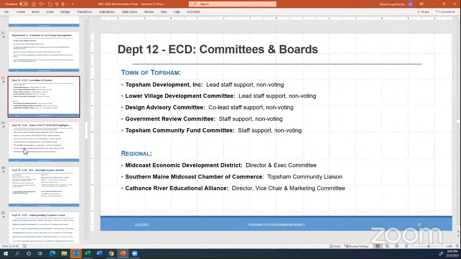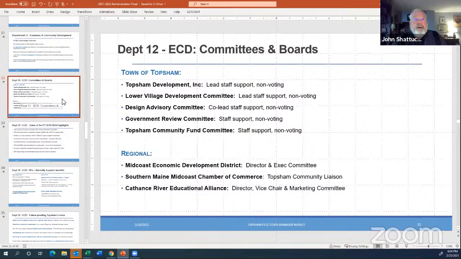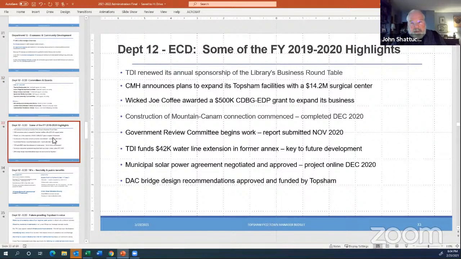This is just work that I do in this role, other town boards and committees and regional boards and committees. I'm sure you've already seen. We can go to the next one. And obviously stop me and interrupt at any point if you've got a question.